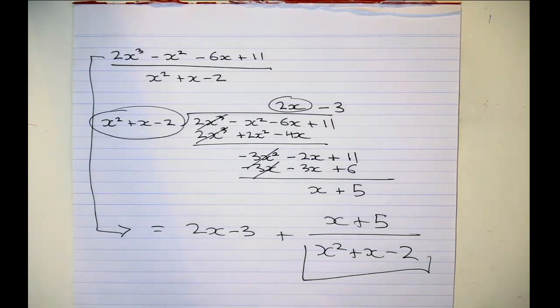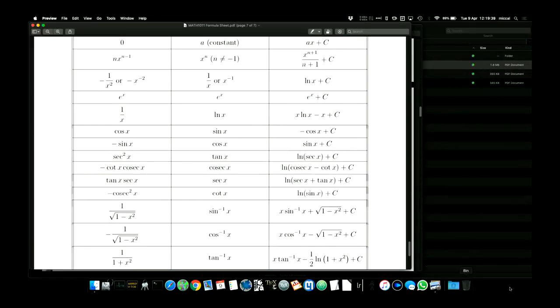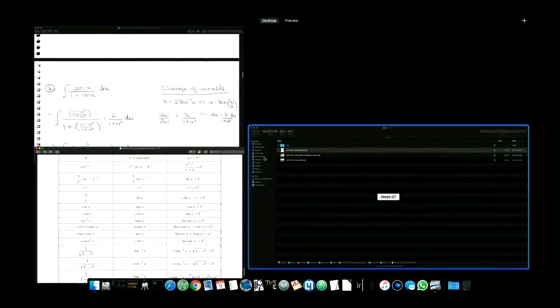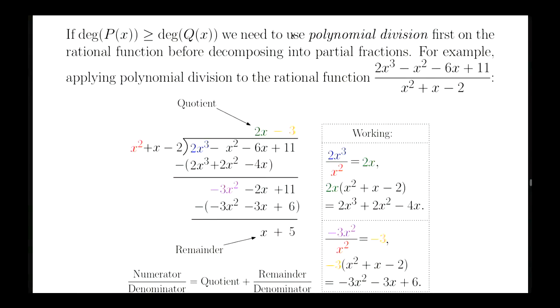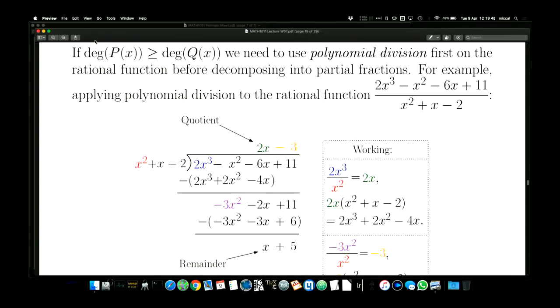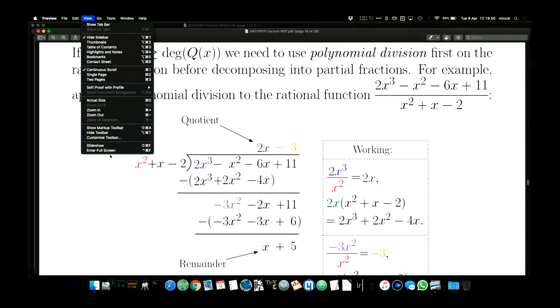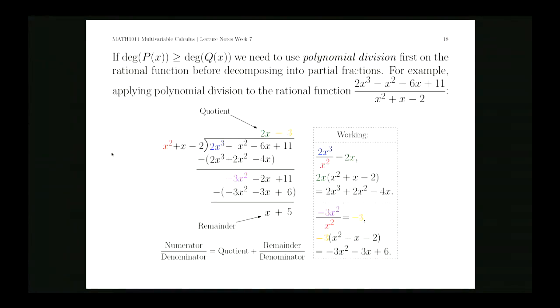There are other techniques to do this. As I said, synthetic division doesn't always work. Technically, synthetic division only works if you've got a linear divisor. So if you're dividing by, say, just x minus 2, it'll work. But as soon as you've got an x squared in there, it doesn't work. And in the lecture notes here, what I've tried to do, as best I can, is colour-code to show you the working.